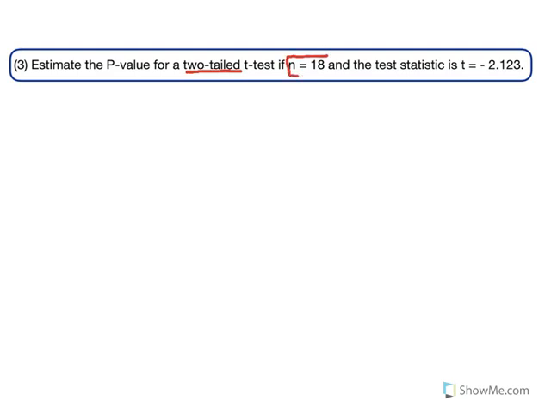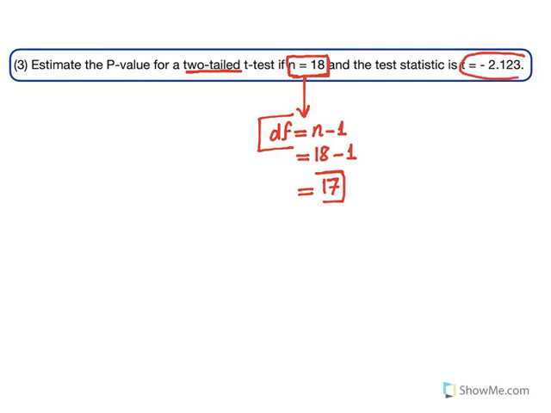The sample size is 18, and we know that because of a t-test, if the sample size is 18, then you immediately compute the degrees of freedom, and this is n minus 1, which is, in this case, 18, and subtract 1 from 18, you get 17 degrees of freedom. This is very important to know. And the test statistic is this t.